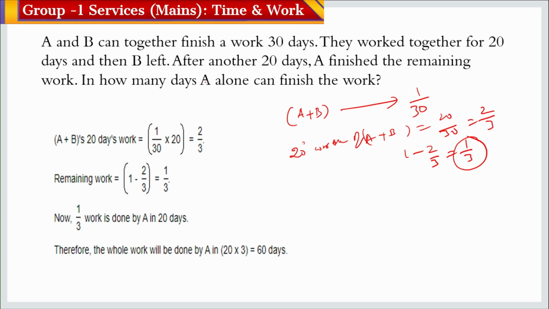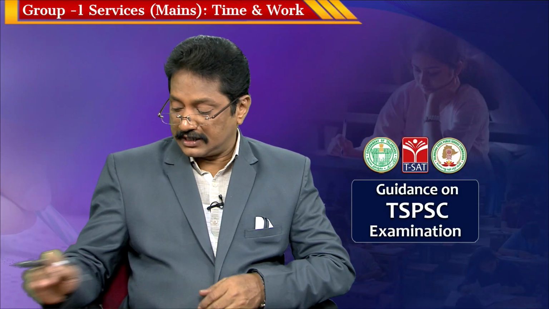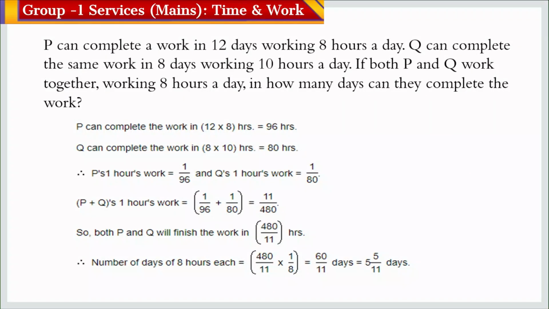Okay, B left. After another 20 days, A finished the remaining work, means 1/3 work was finished by A in 20 days, correct. Then 1/3 work done by A in 20 days. So, if A wants to complete the whole work, means 20 into 3, 60 days, correct. So, A can finish the work in how many days? A can finish the work in 60 days. In this manner, you can calculate that one. Okay, now we will see the next question.